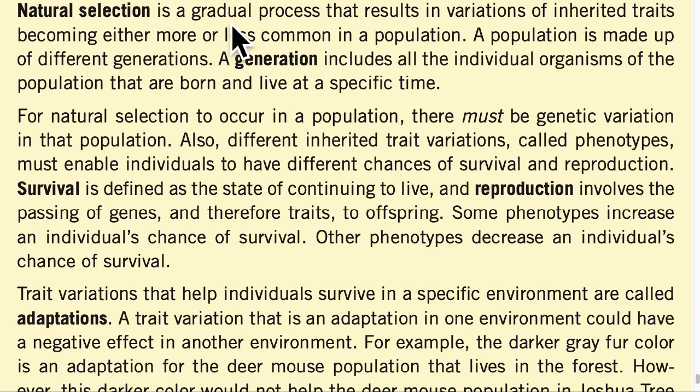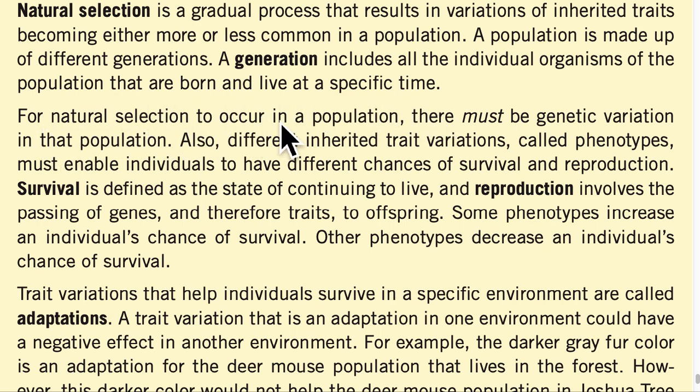Natural selection is a gradual process that results in variation of inherited traits becoming either more or less common in a population. A population is made up of different generations. A generation includes all the individual organisms of the population that are born and live at a specific time.